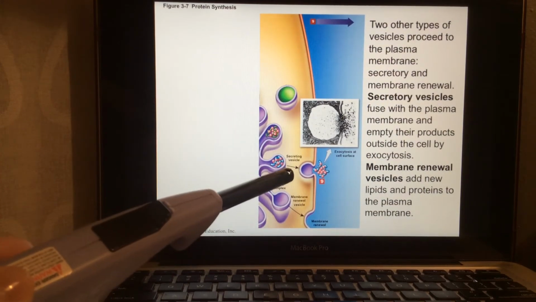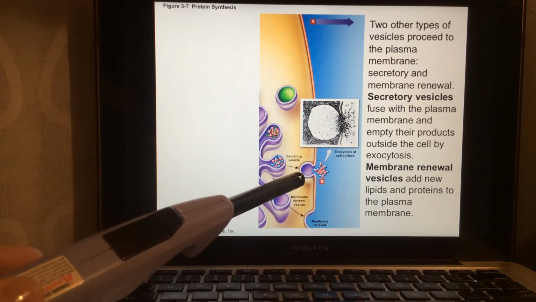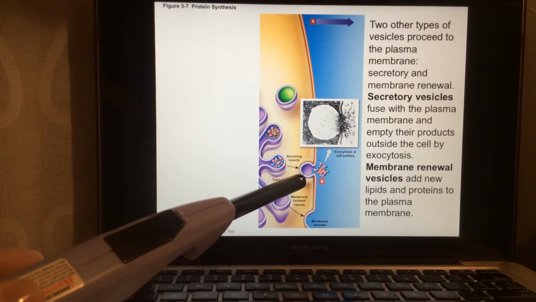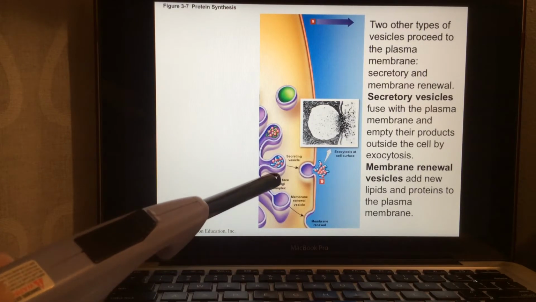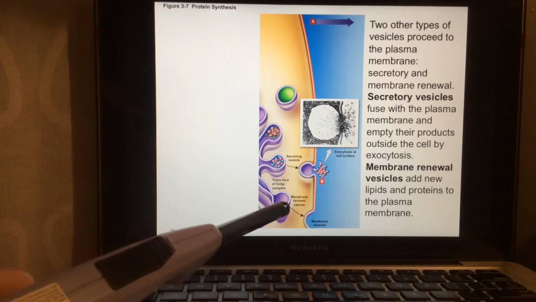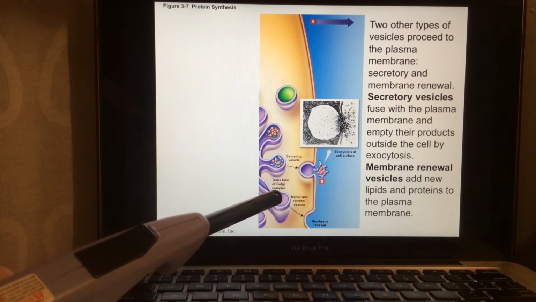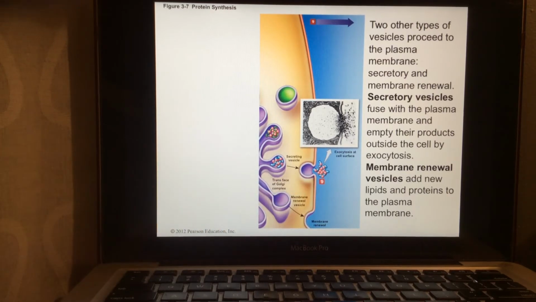You're also going to have the secretory vesicles that will fuse with the membrane and empty their products out through exocytosis. And then basically the lipid ones or the carbohydrate ones are going to renew the plasma membrane of itself or others.